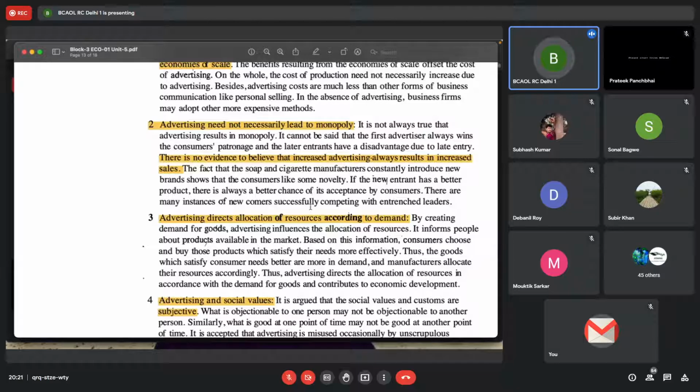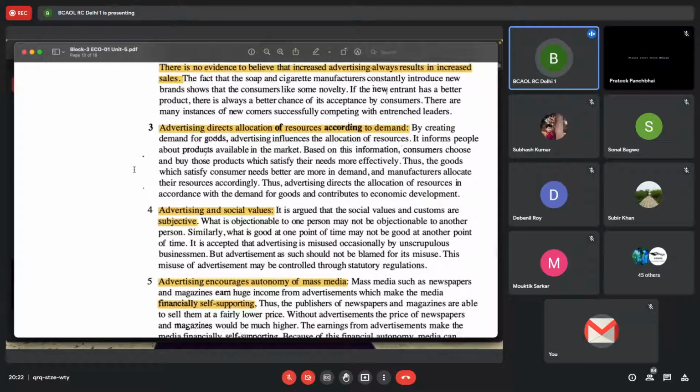It says that allocation of resources is proper. Why? Because it is based on demand. If my products are selling well, that means people like my product. And if people like my product, of course I will want more resources and I will produce more. So resources are allocated according to demand, and not inefficiently. It's a proper allocation, because people are buying my products. What is wrong in that?